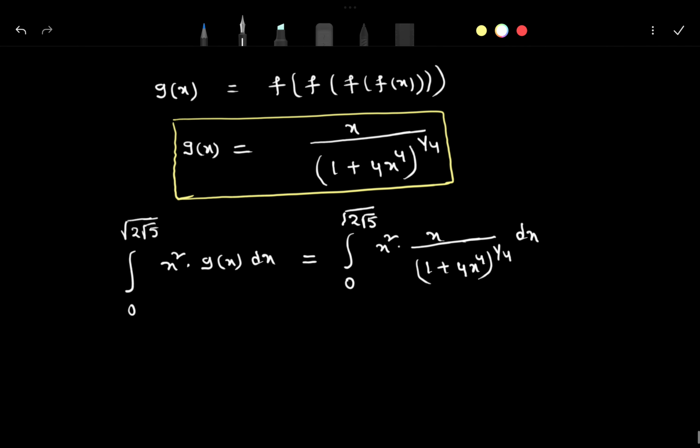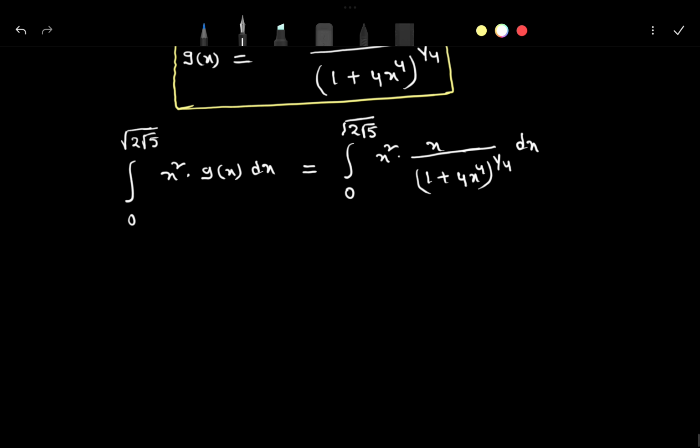So how can we calculate this value? See, here I will do this: this value will be 1 plus 4 into x to the power of 4 is equal to, you can write as t.